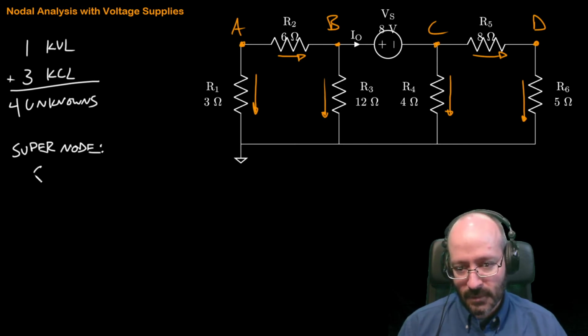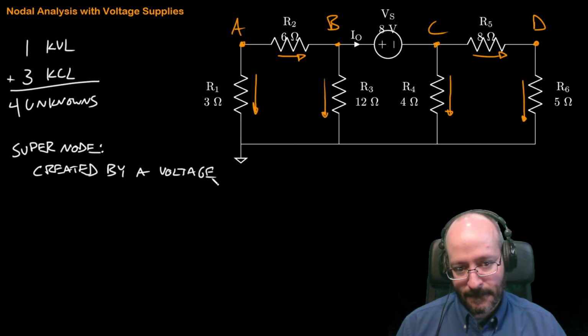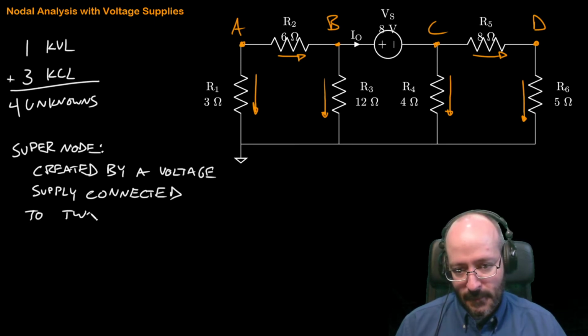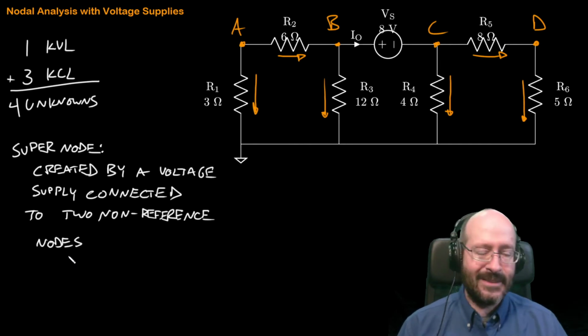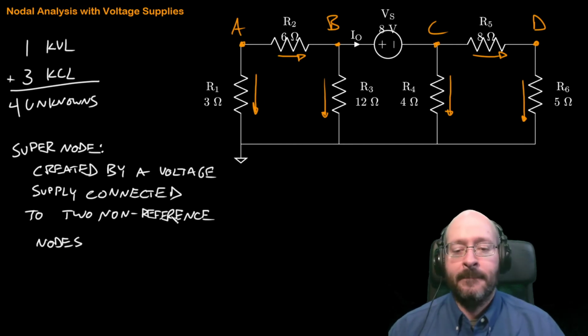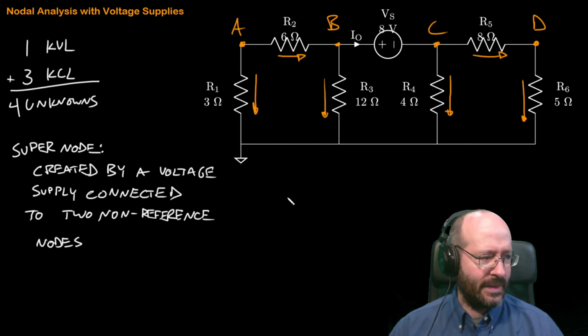Okay. And this is going to be created by a voltage supply connected to 2 non-reference nodes. All right, and that's what we see here. That 8-volt supply is connected to B and C. Neither side is connected to ground. Okay, so let's write that one for starters.